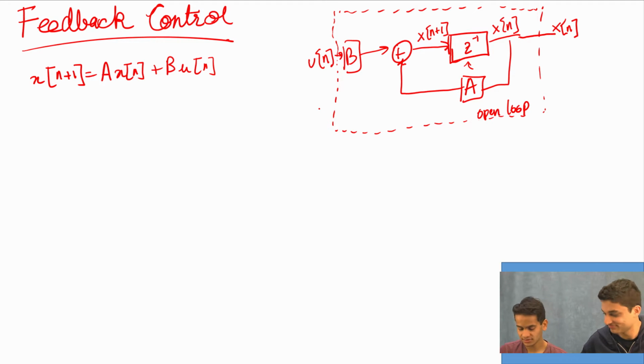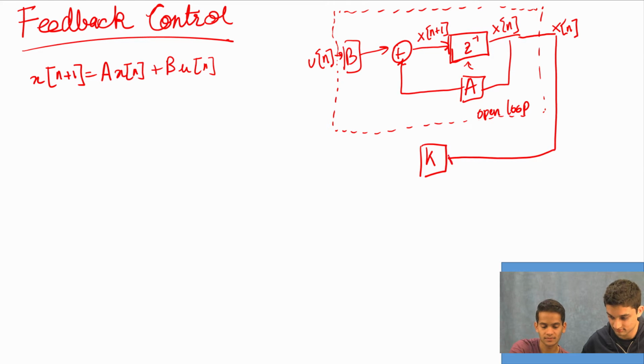That seems reasonable. So when we do feedback control, what we're doing is we're taking our state, we pass it in through matrix K, and we take that and then we feed it in here. And usually we like to keep our u of n as is.